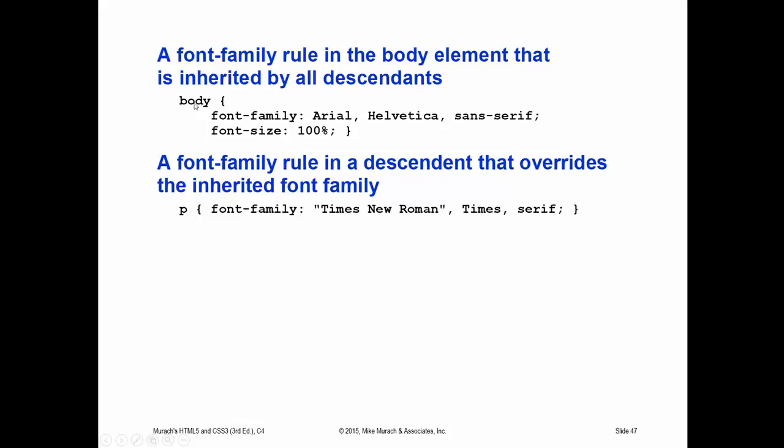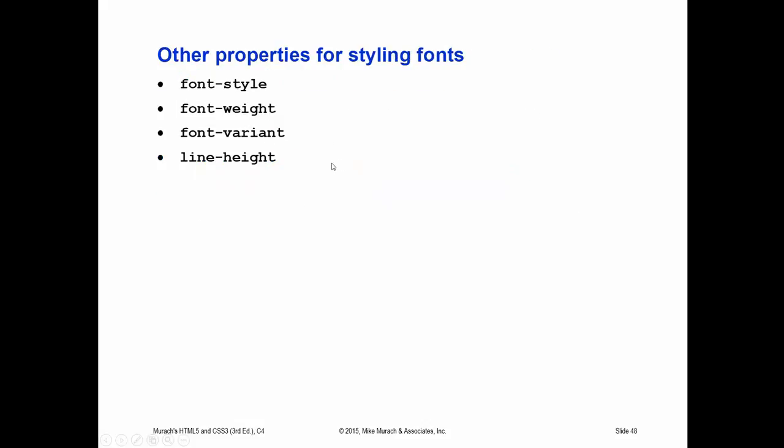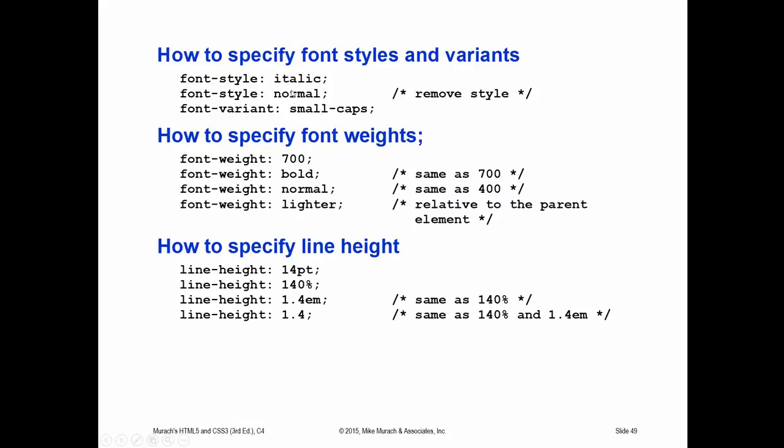Here it says for the body, so the whole document, unless you overwrite it, have Arial. If you can't find it, have Helvetica. If you can't find it, have sans serif. Have it be 100% font size. Some of the other properties you can use are font style, which is italic or normal. I think oblique is the other one, which is very similar to italic. Font variant, as it says, is for small capital letters. You may have seen that. A lot of times you'll do that for the first paragraph on a page.